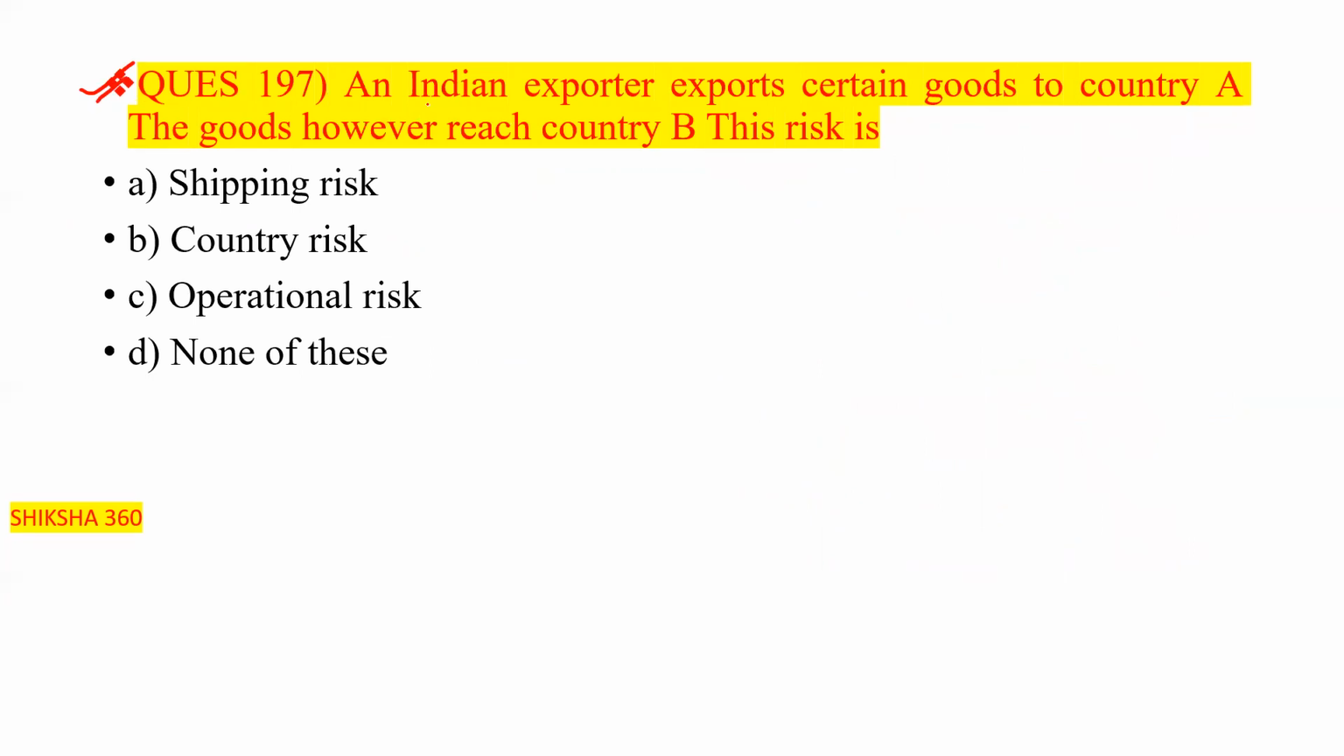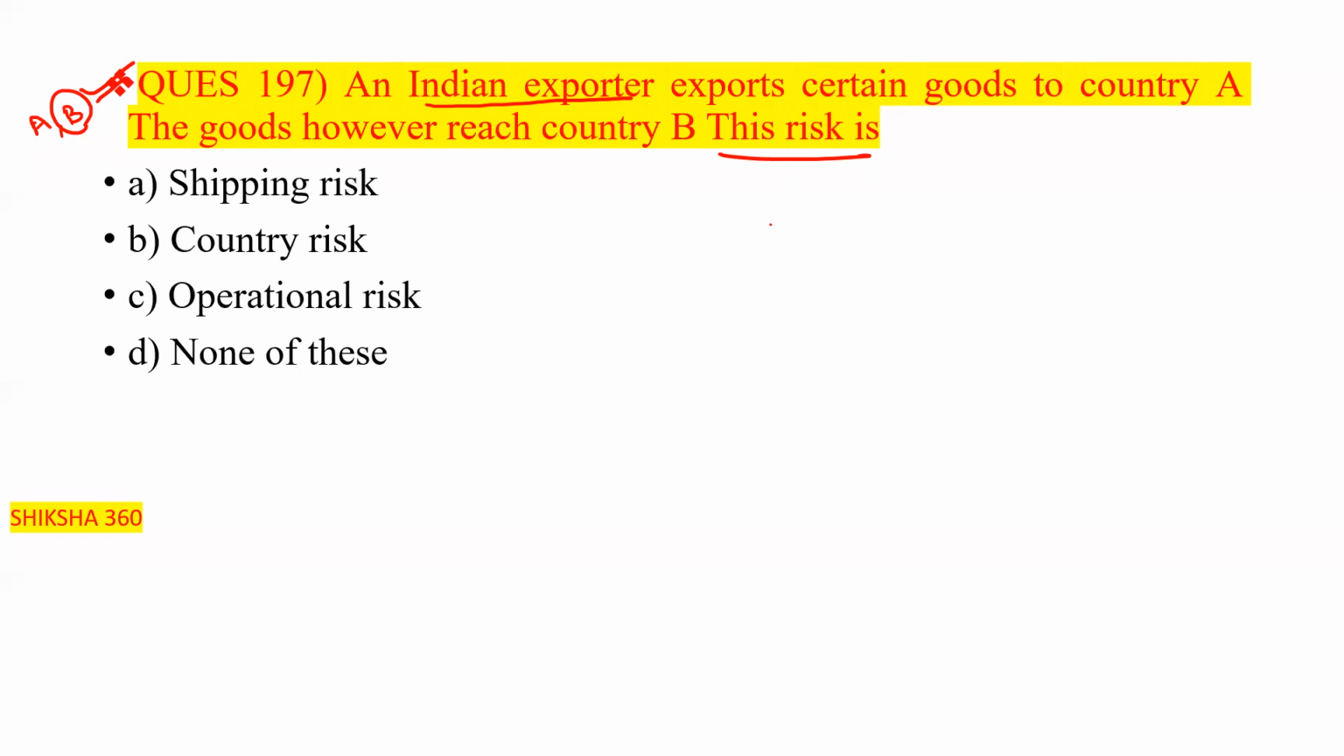An Indian exporter exports certain goods to country A. The goods, however, reach country B. Basically, they want to export the goods to country A, but they reach country B. So this risk is clear. Which of the following is this risk? Shipping risk, country risk, operational risk, or none of these.